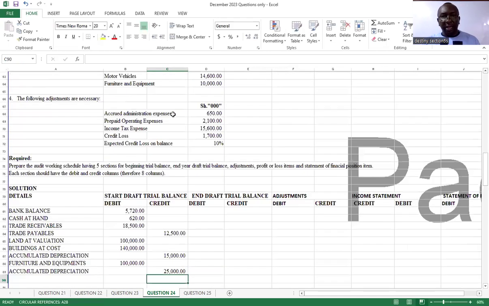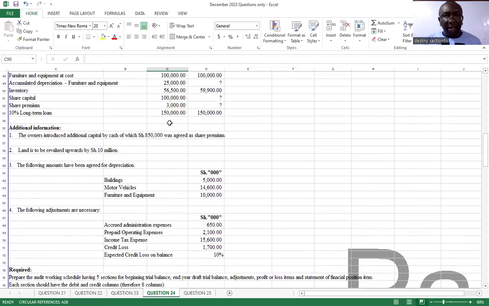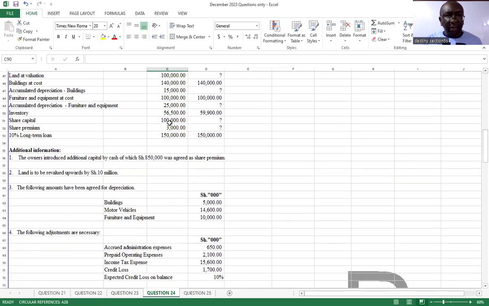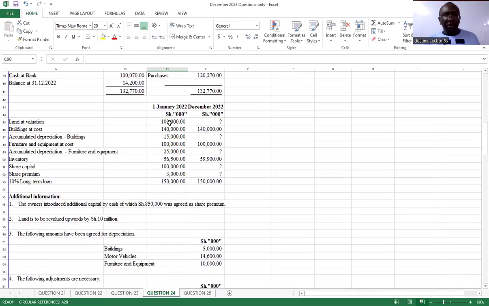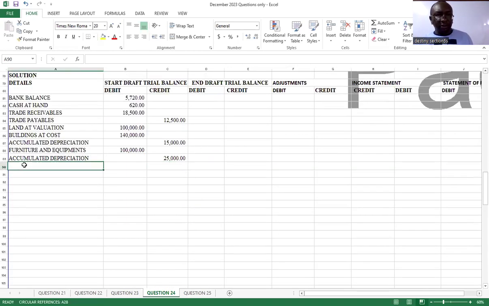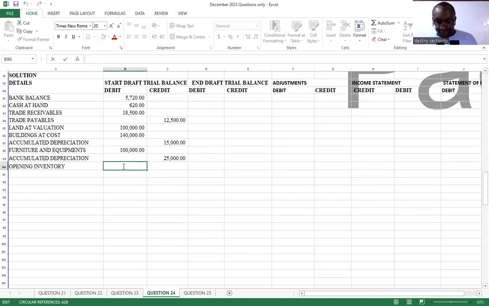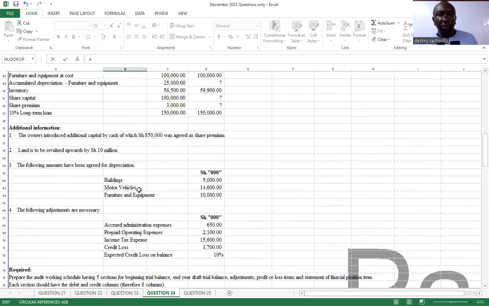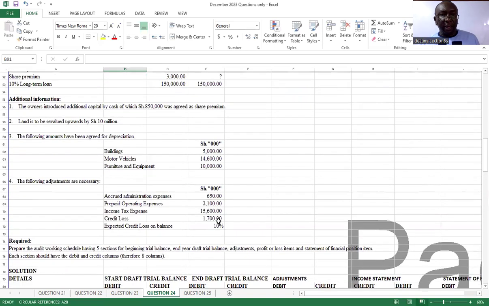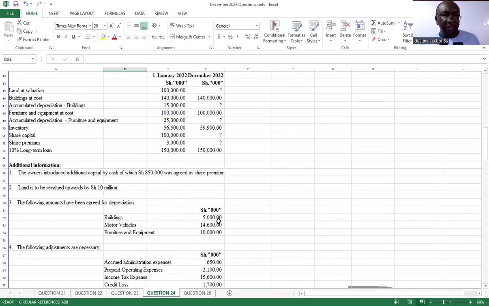You enter. After that, we are given inventory. So this must be opening inventory. So let's just call it opening inventory. Now, inventory should be a debit balance. So should be equal to, we come here and pick this amount and you enter. It is followed by share capital.